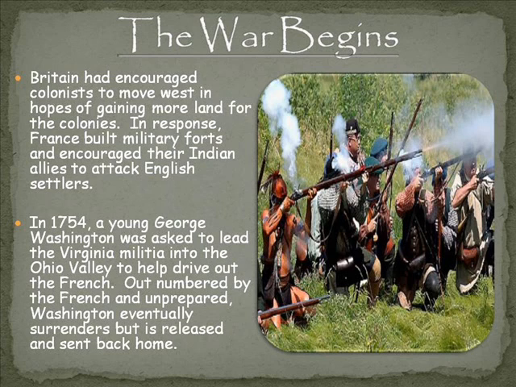In 1754, a young George Washington was asked to lead the Virginia militia into the Ohio River Valley. Keep in mind, militia means an armed force that was just an everyday group of people, not trained soldiers. They were in charge with the task of driving out the French. Outnumbered by the French and unprepared, Washington eventually surrenders, but is released and sent back home to Virginia. War between England and France had officially begun.